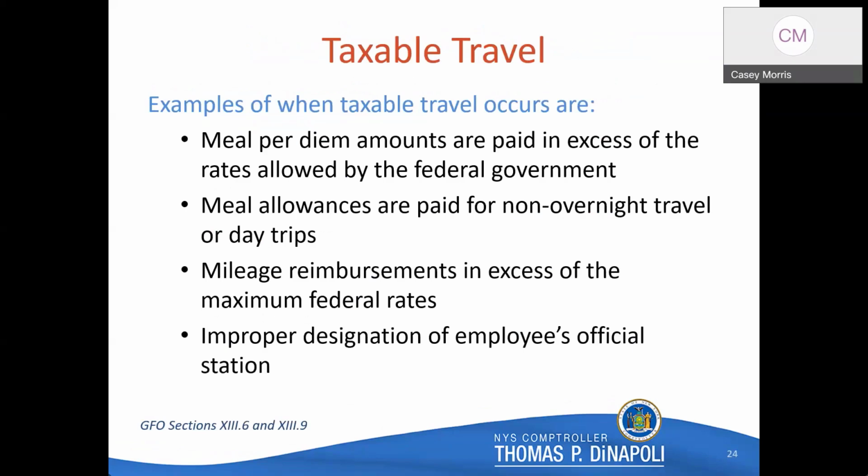Next, I'll discuss taxable travel. It's important to note that taxable travel is subject to tax withholding and W-2 reporting. And some examples of when taxable travel occurs are meal per diem amounts that are paid in excess of the rates allowed by the federal government GSA rates, meal allowances that are paid for non-overnight travel or day trips, mileage reimbursements in excess of the maximum federal rates, or improper designation of employees' official station, which we discussed earlier.